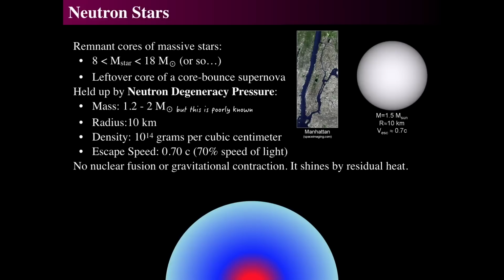And there's no nuclear fusion happening in this thing, or any gravitational contraction. It is being held up by the neutron degeneracy pressure. It won't contract under gravity anymore because that pressure is holding it up. And even though the effective temperature is extraordinarily high, there is no longer nuclear fusion occurring in it. And so there is residual heat with this thing, and they glow with the residual heat. However, they're really tiny, so their luminosity is incredibly small.